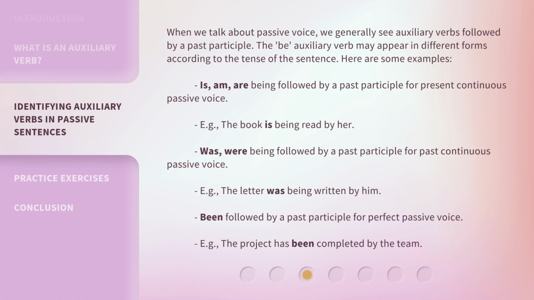When we talk about passive voice, we generally see auxiliary verbs followed by a past participle. The be auxiliary verb may appear in different forms according to the tense of the sentence. Here are some examples. Is, am, are being followed by a past participle for present continuous passive voice. E.g., the book is being read by her. Was, were being followed by a past participle for past continuous passive voice. E.g., the letter was being written by him. Been followed by a past participle for perfect passive voice. E.g., the project has been completed by the team.